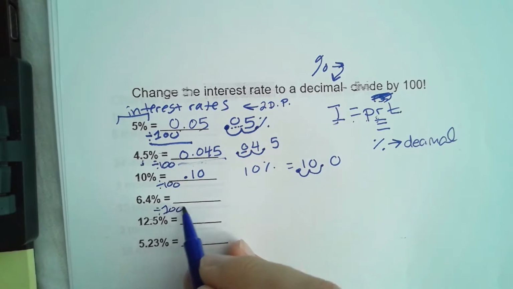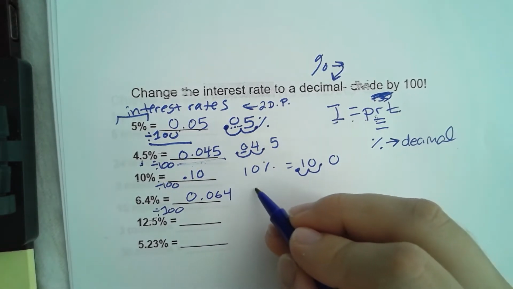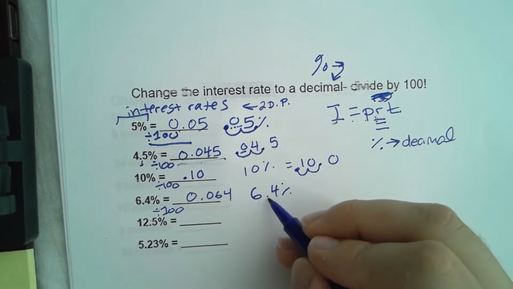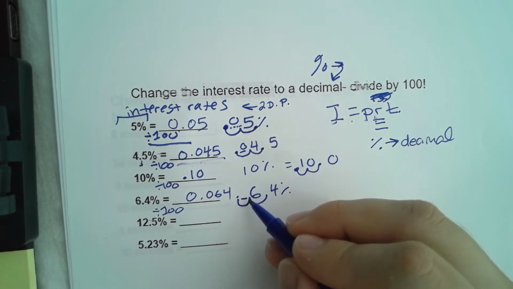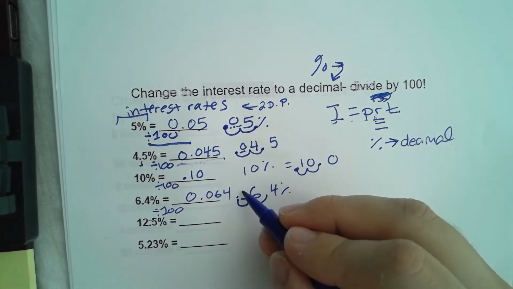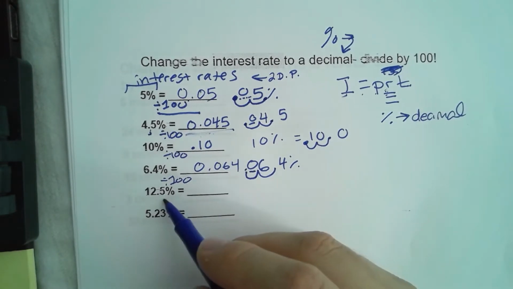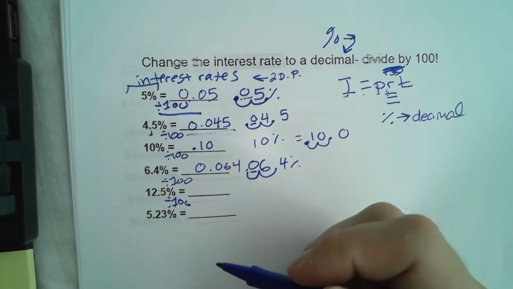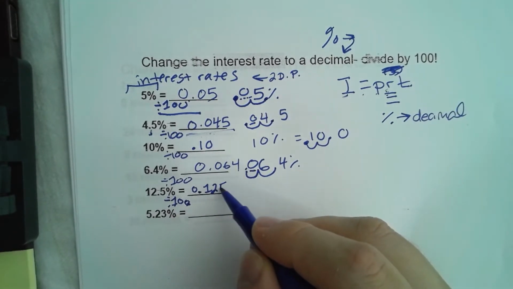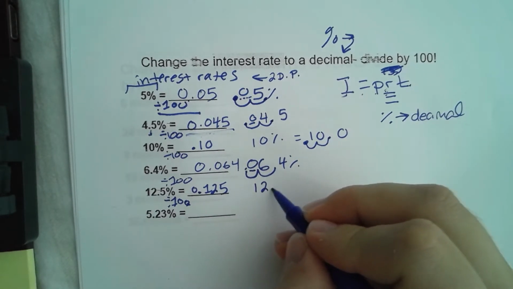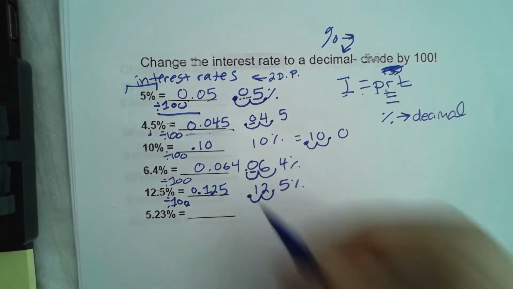6.4% divided by 100 is going to be 0.064. Again, you can do it like this if you want to. 1, 2, and anytime you have a blank line, you're going to write a 0. 12.5%, again, to change this to a decimal, you divide by 100, and you should get 0.125. If you wanted to do it the decimal point way, you just move this 2 decimal places to the left.